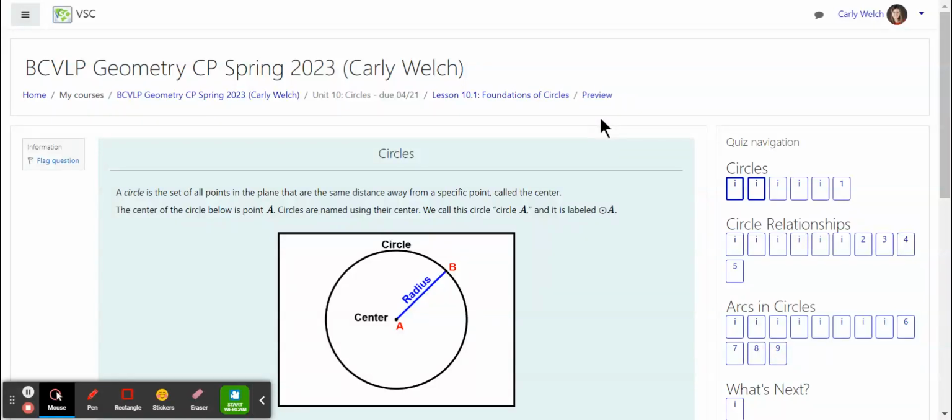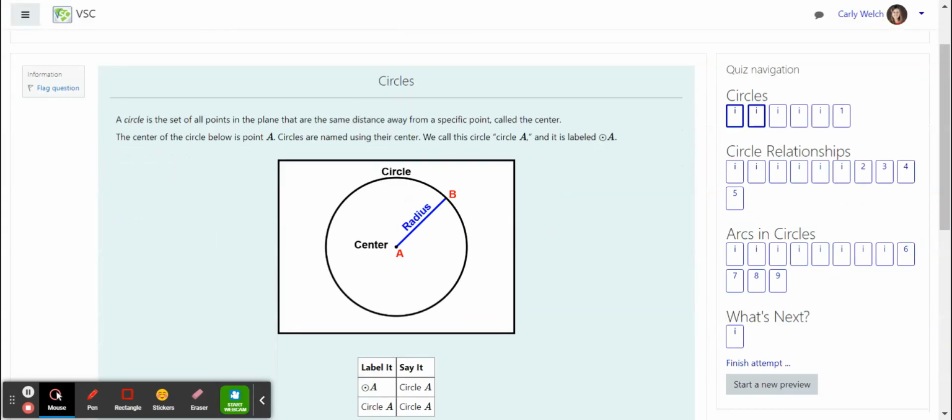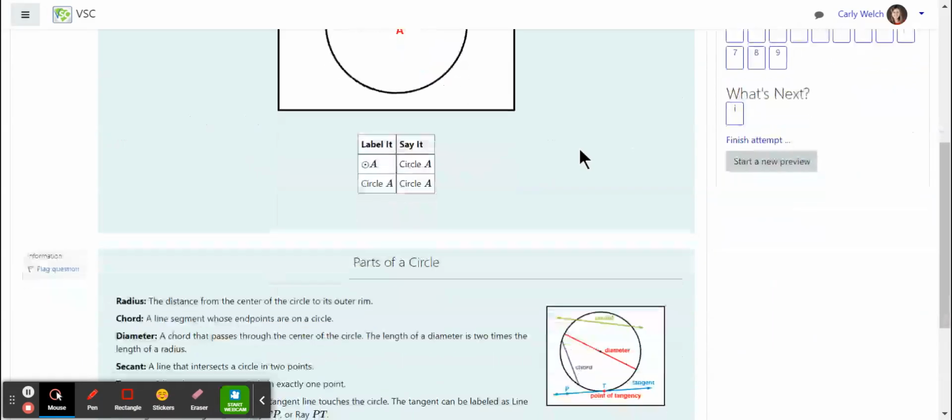All right, lesson 10.1, Foundations of Circles. We have a lot of vocabulary words in this lesson, so make sure that you get all of these written down and kind of start to learn them. A circle is a set of all points in the plane that are the same distance away from a specific point called the center. The center of the circle below is point A. Circles are named using their center, so we'll call this circle A, and it's labeled circle A.